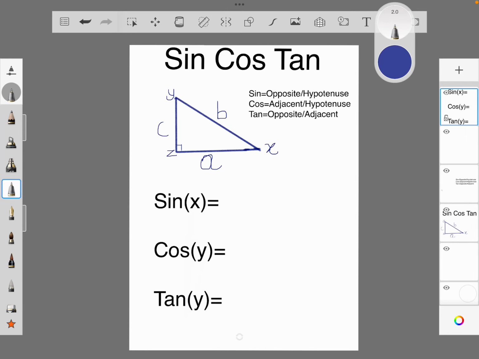So today we're going to be looking at trigonometric functions, especially sine, cosine, and tangent. Trigonometry is often used to find angles, or in this case, values like sine, cosine, and tangent. Sine is equal to opposite over hypotenuse.